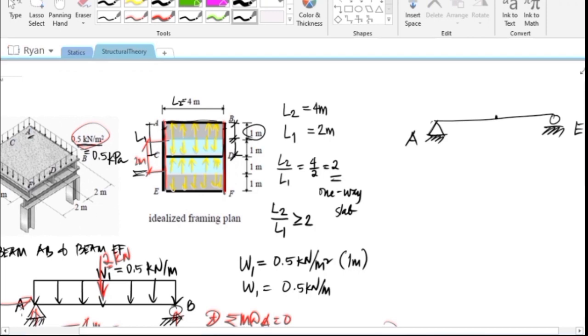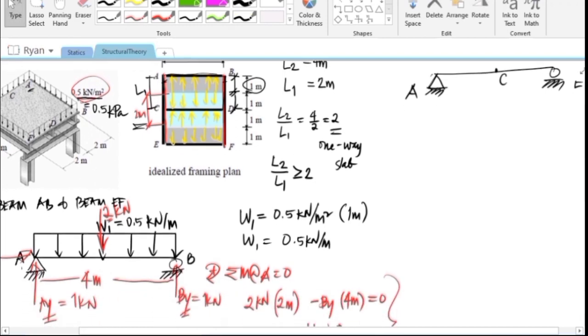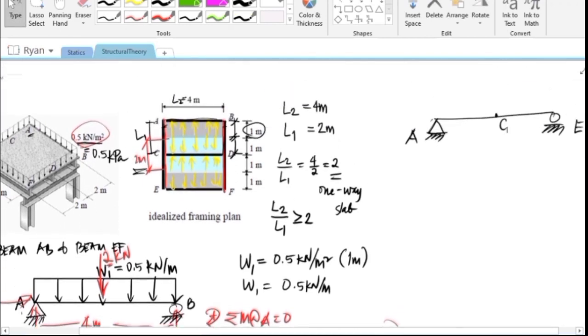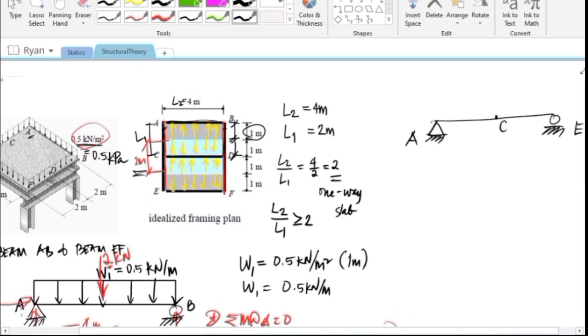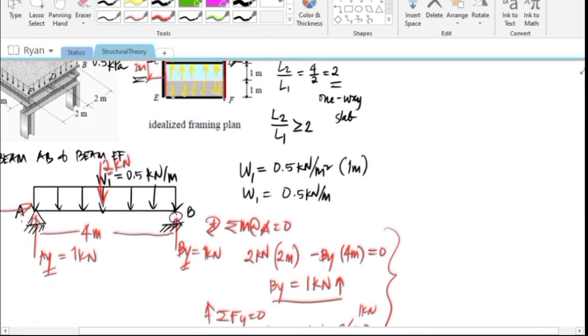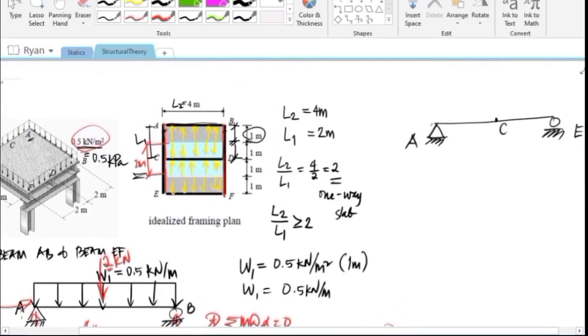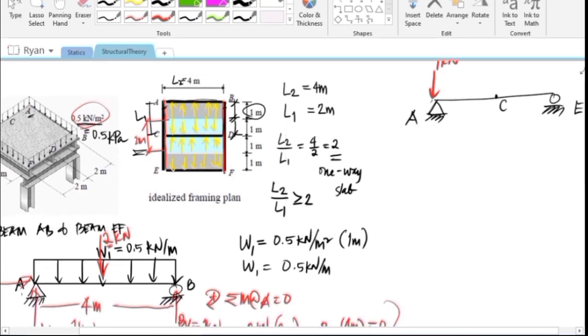And here, in the middle, this is the point C. If we look at the load at point A, it comes from reaction AY. So this is 1 kilonewton.